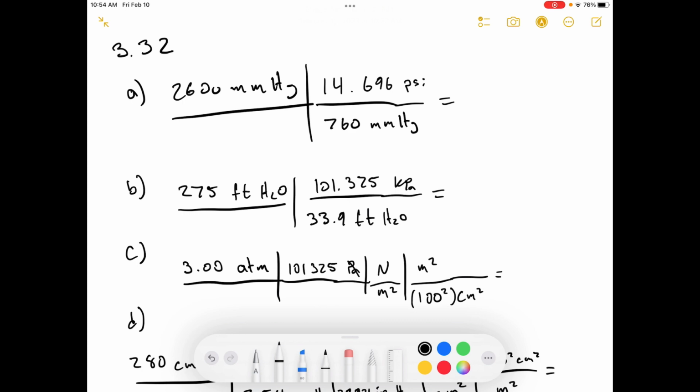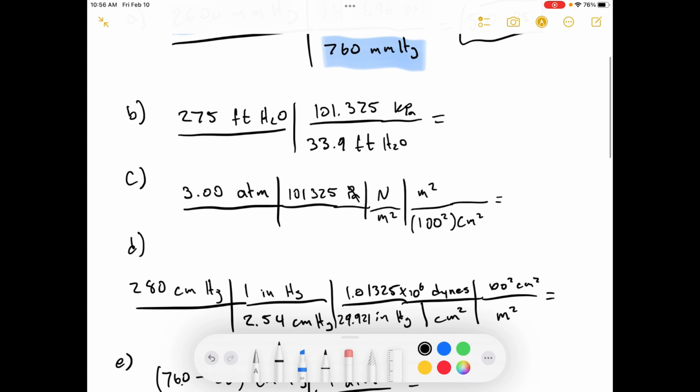So let's start off with part A. Part A is a very simple conversion that we're used to. They tell us how many millimeters of mercury there are, and we just use the conversions in the front of our book to divide by the number of millimeters of mercury in an atmosphere and multiply by how many psi are in an atmosphere, and those cancel out because they're equal to the same thing, and you end up changing units.